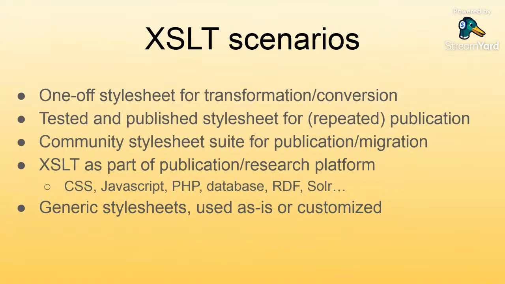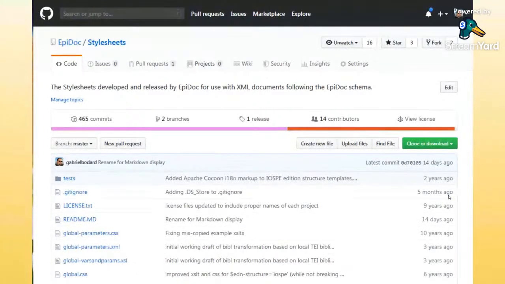The main ways in which this is often used publicly by large projects are these community style sheets, which can be used both by an individual project to produce output and can be reused by others, either in a very generic way or customized to be more specific to their project. As an example of this, I'm just going to explain a little bit about one example, which is the Epidoc style sheets, which are a bunch of style sheets produced by the Epidoc community.